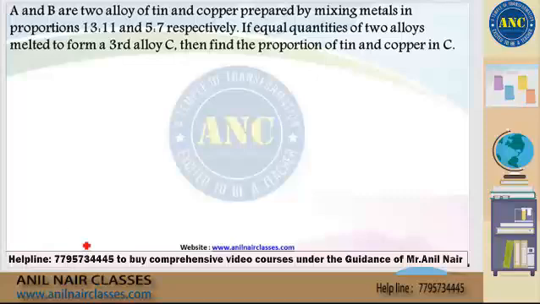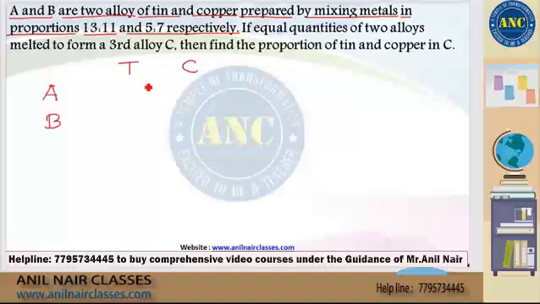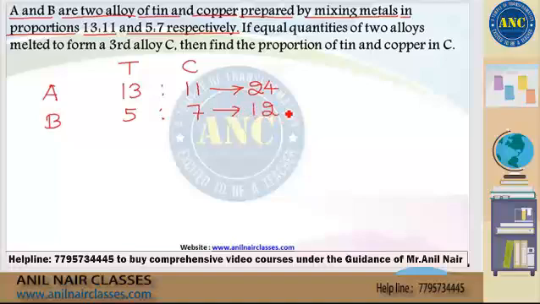Another similar kind of question for your better understanding. A and B are two alloys of tin and copper prepared by mixing metals in proportions 13:11 and 5:7 respectively. That means there are two alloys A and B, of tin and copper, given in the ratio 13:11 for alloy A and 5:7 for alloy B. So 13 plus 11, totally 24 units, is present in alloy A, and 5 plus 7, totally 12 units, is present in alloy B.